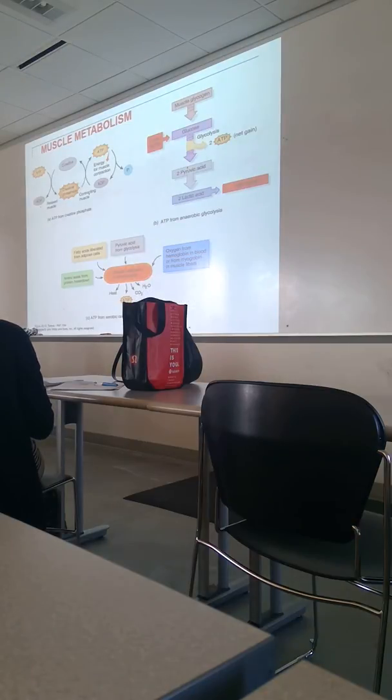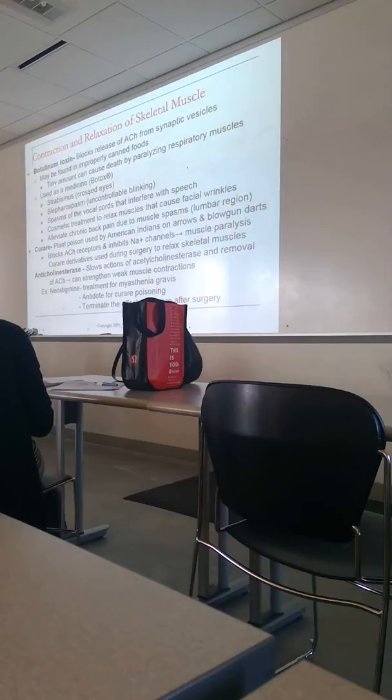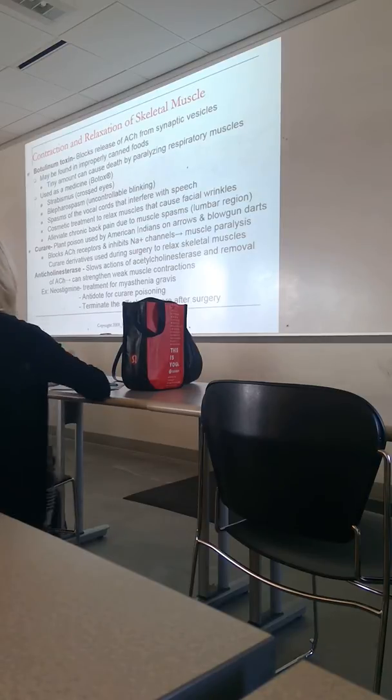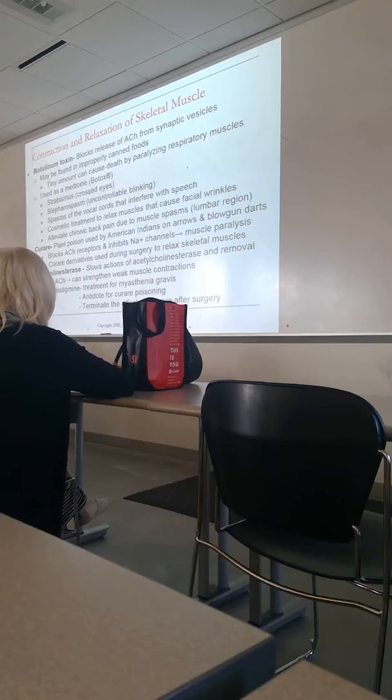So now, these are different neurotransmitters that affect muscle contraction. We don't ask this, but this is good to know. You know the Botox. The reason why we have wrinkles is because your muscles still contract. You smile and your muscles contract.